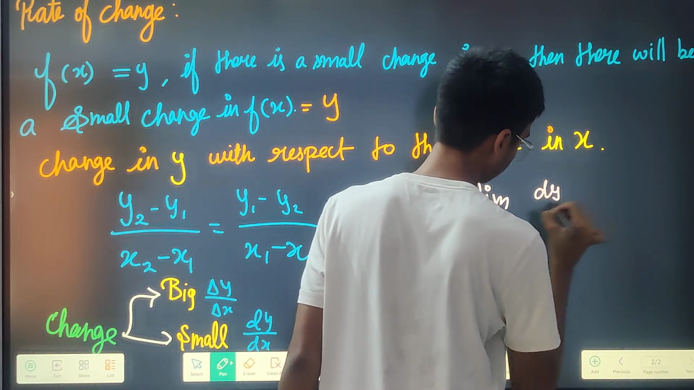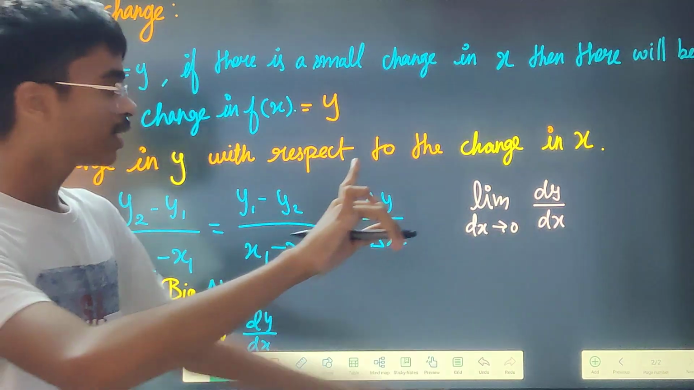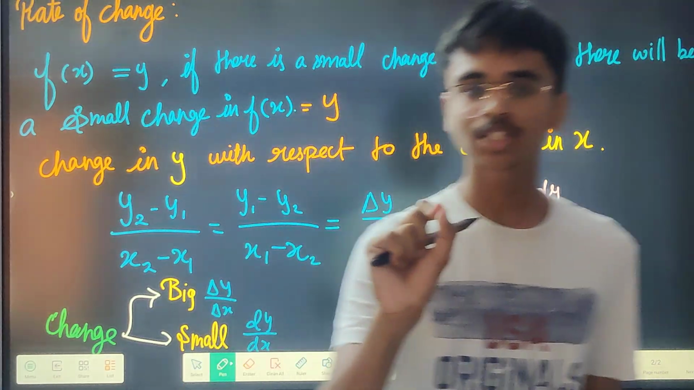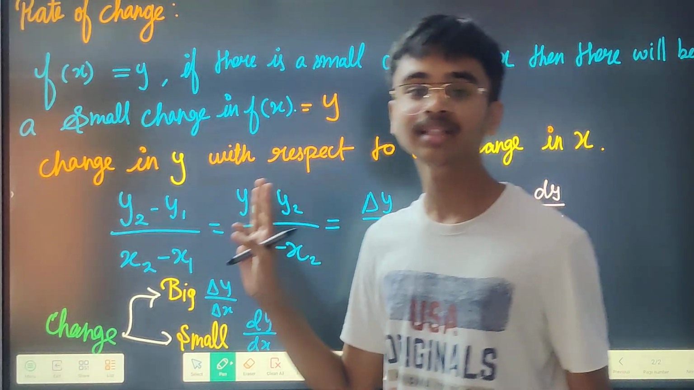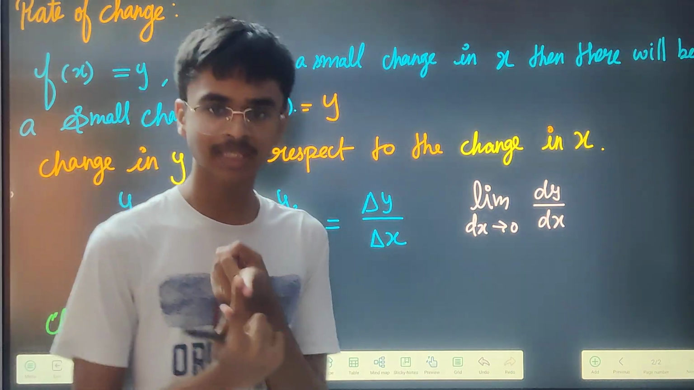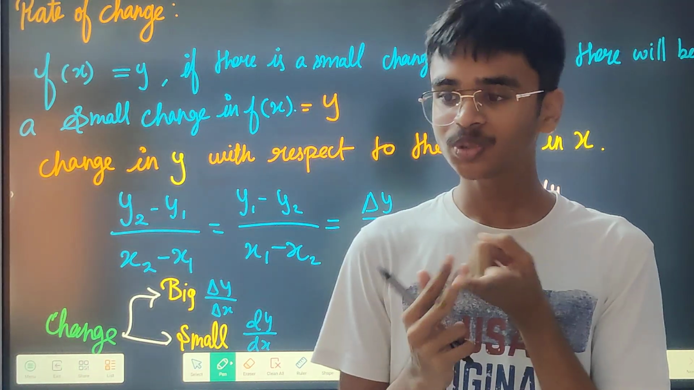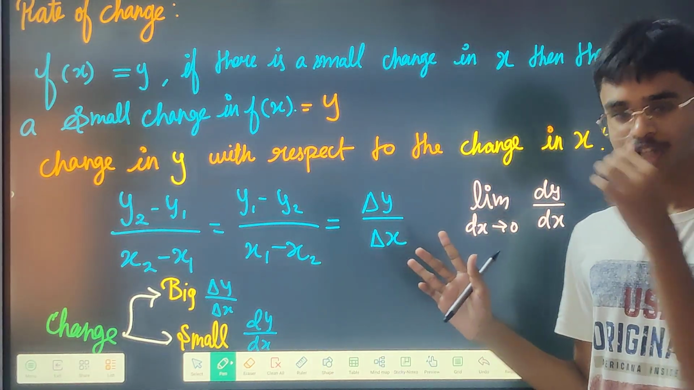So dy by dx is the formula that you are going to use when dx is very small, and dx should be very small to get accurate values. If you take dx big, then the error percentage will also become big. I have given you the relation between dx and error percentage, and how it came. Everything is in the differentiability chapter itself, you can go and check.